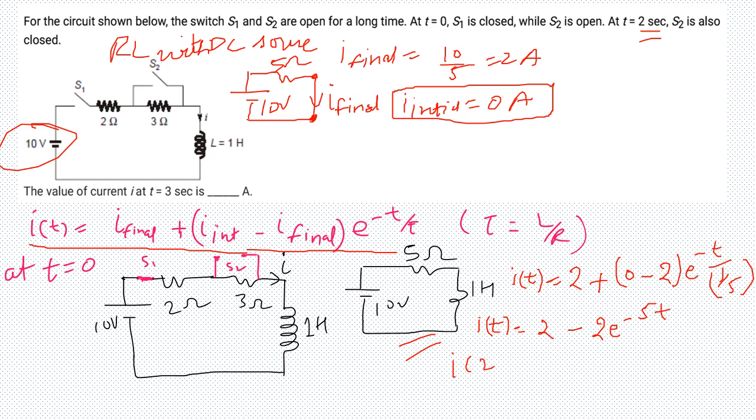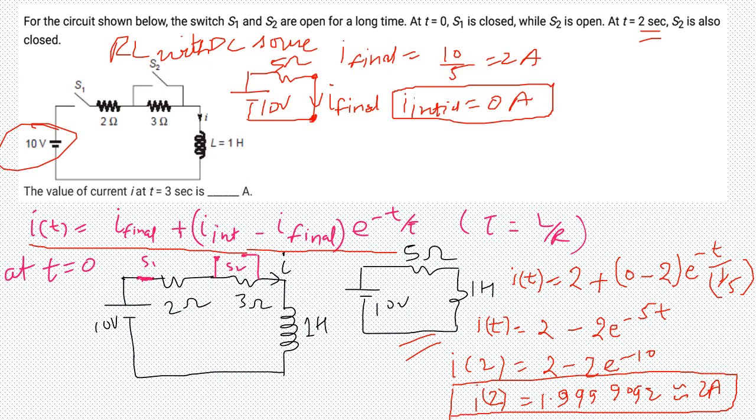At 2 seconds, the current is going to be 2 minus 2 e power minus 10. If you calculate this, it comes out to be I of 2 equal to 1.9999092, so it is nearly equal to 2 amps. We can say we have already reached a steady state. So at 2 seconds the current is nearly 2 amps. I can write it as 2 amps, so I of 2 is 2 amps, which is now known to us.